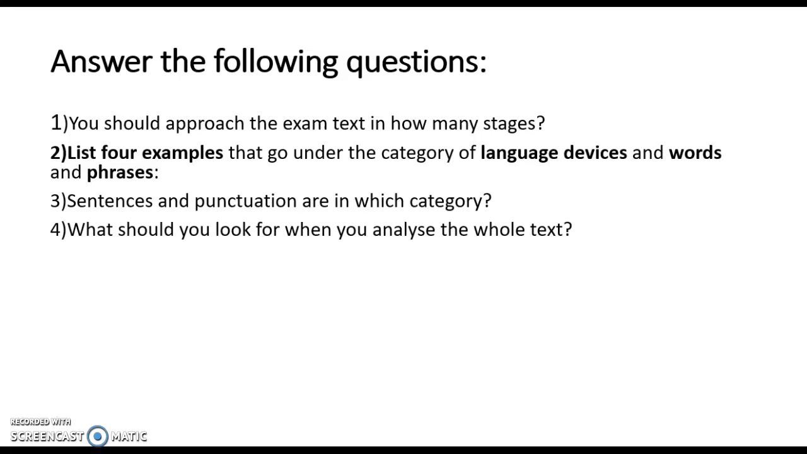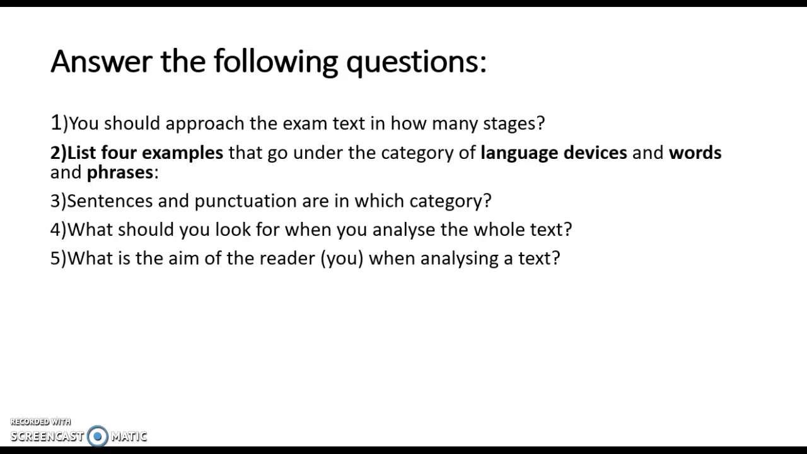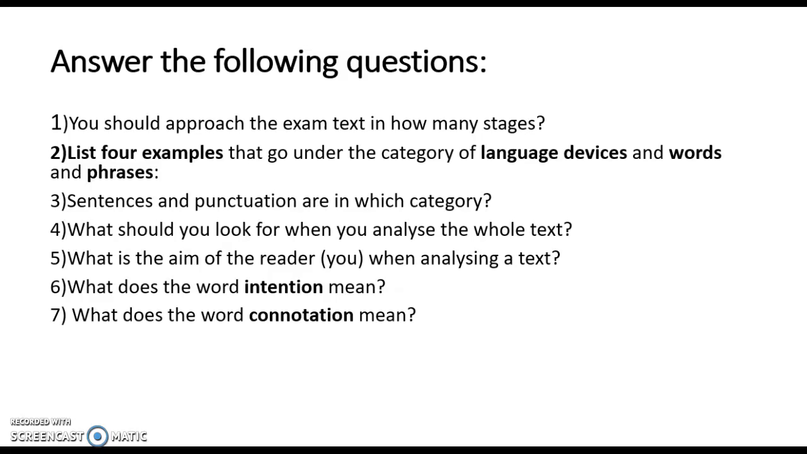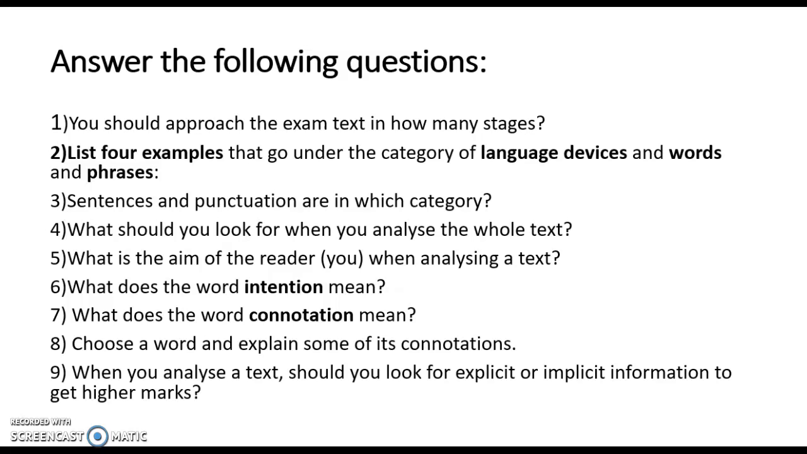Number 4. What should you look for when you analyse the whole text? Number 5. What is the aim of the reader, you, when analysing a text? Number 6. What does the word intention mean? Number 7. What does the word connotation mean? Number 8. Choose a word and explain some of its connotations. Number 9. When you analyse a text, should you look for explicit or implicit information to get higher marks?